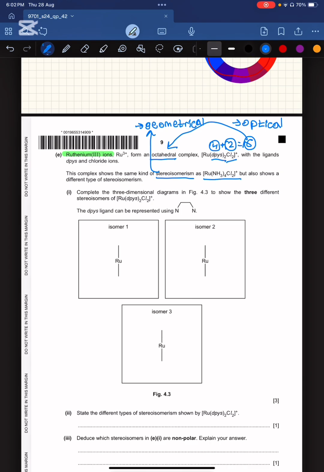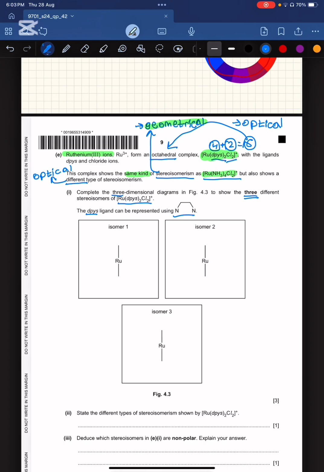Now, what does the question say? This particular complex shows the same kind of stereoisomerism as this, aka geometrical isomerism, but also shows a different type of stereoisomerism. What is this? This is optical isomerism. Complete the three-dimensional diagrams in figure 4.3 to show the three different stereoisomers of this particular complex. The DPYS ligand can be represented using this.